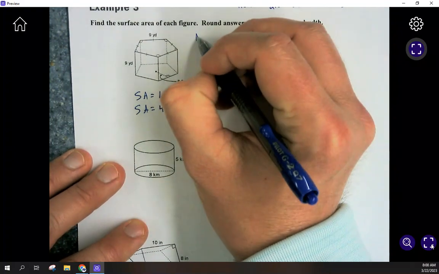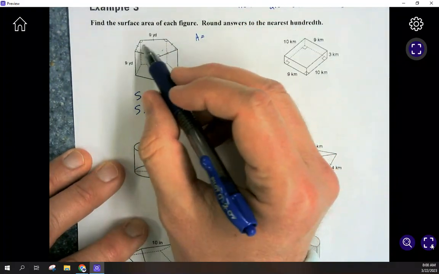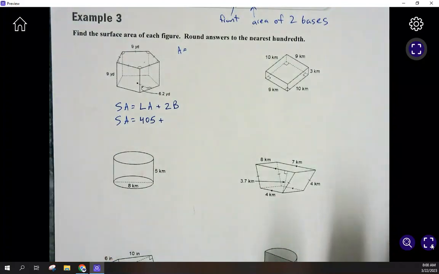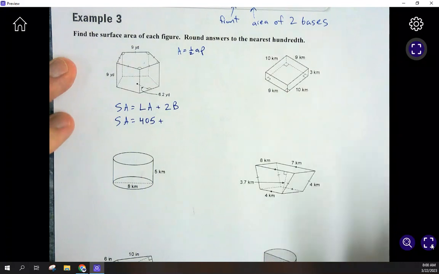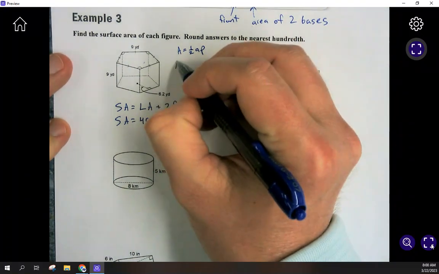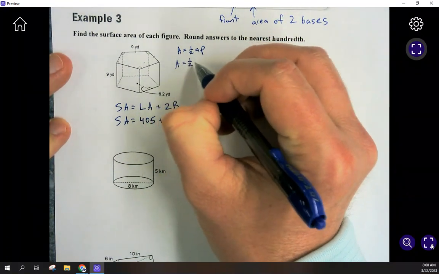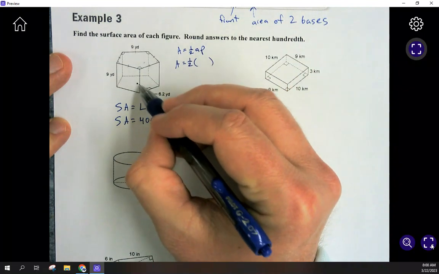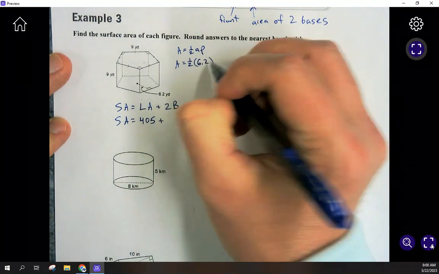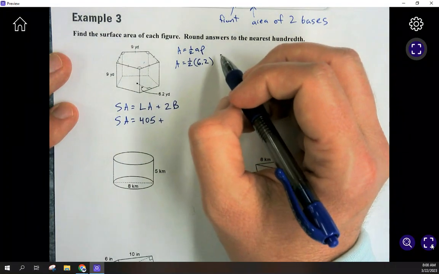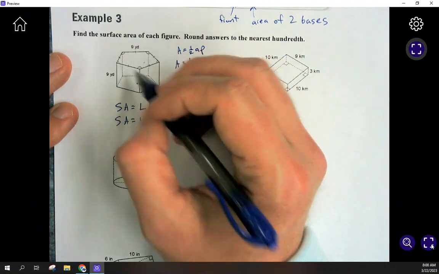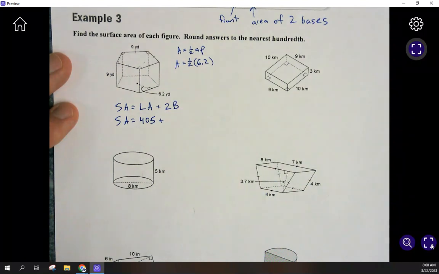So let's find the area of a base right here. This specific base is a regular pentagon. So we're going to have to do 1/2 little a, little p. We have all the information we need. Little a was given to us right here. It's 6.2. And then the perimeter around the outside of that shape, 9 times 5, is 45.